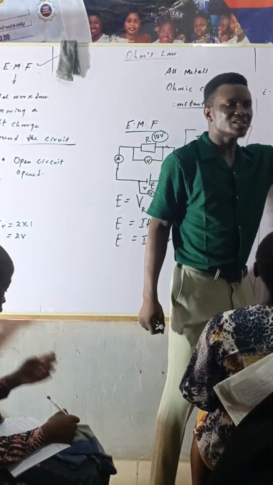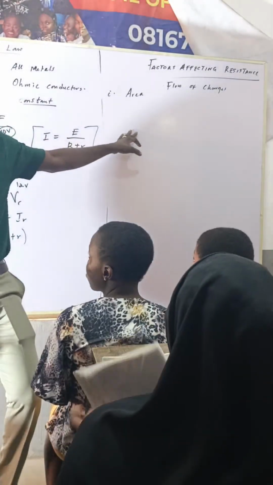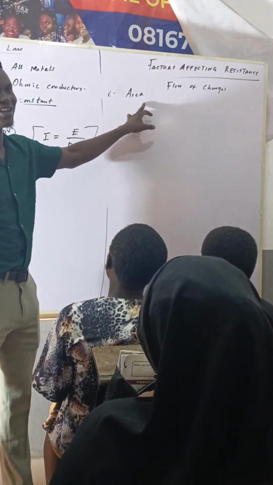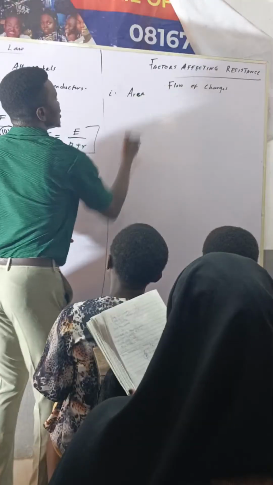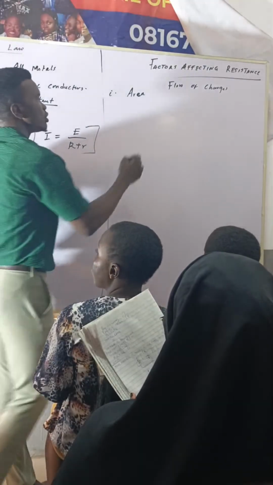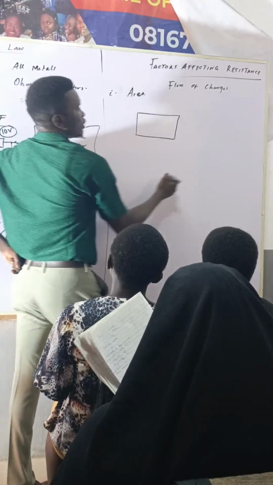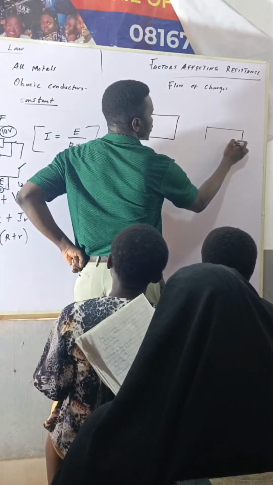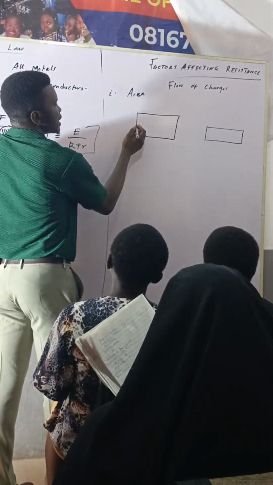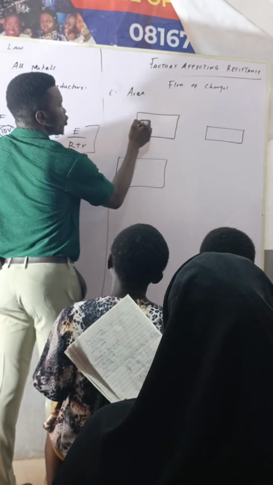So now, flow of charges. So let's go back. Now, area. Look at this resistor. This resistor is built this way. Now this resistor is built this way. Same length. I connect this wire. Let's just say this is a wire, and I want the electron to flow from here to here.